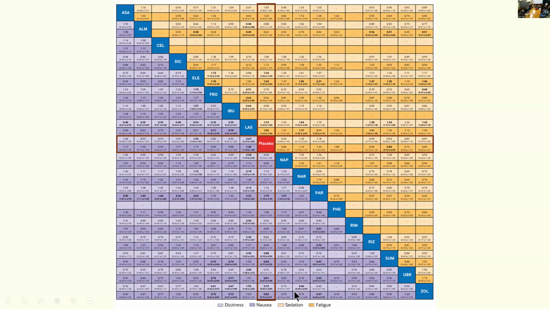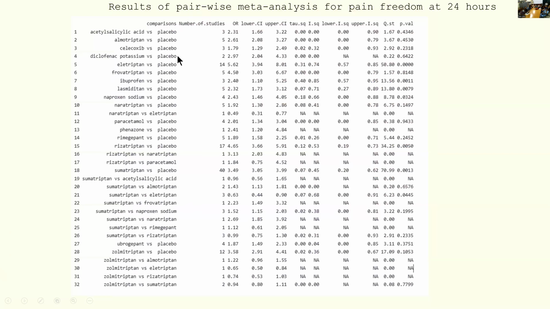This is the next, which basically looks at all your adverse effects like dizziness, nausea, sedation, and fatigue. They have chosen only 4 adverse events and they have plotted the table. This is just to show the results of each pairwise meta-analysis. I just wanted to show that they have looked at the number of studies for each comparison. For example, for acetyl salicylic acid and placebo, they had probably 3 studies. The odds ratio was 2.31. Confidence interval was 1.66 to 3.22. They have looked at tau square, they have looked at I square, and they have given a final p-value.